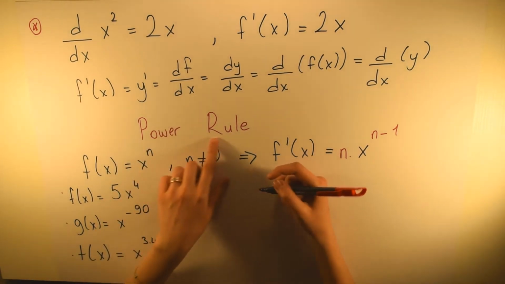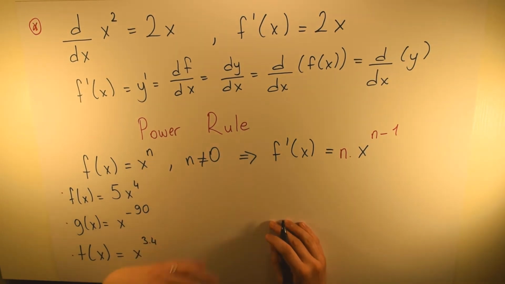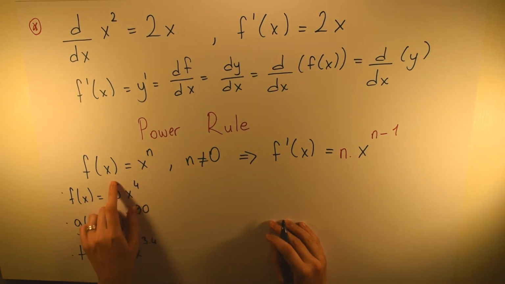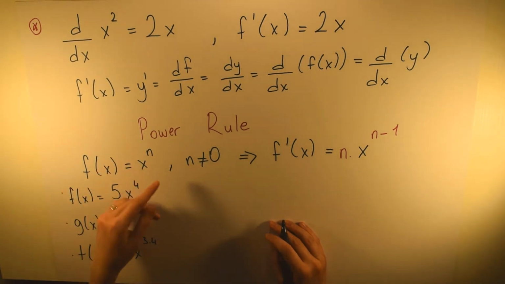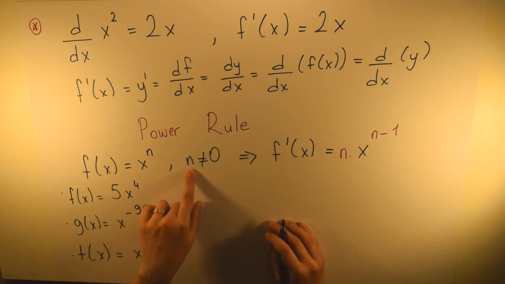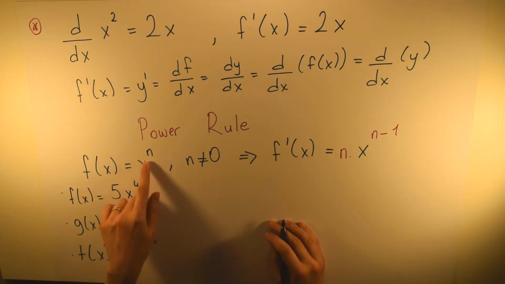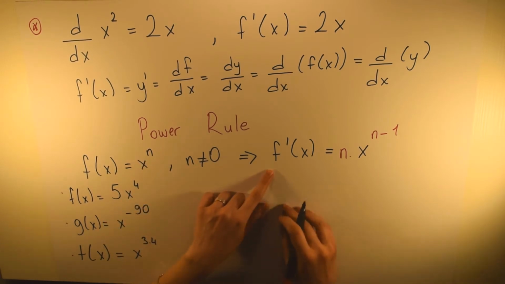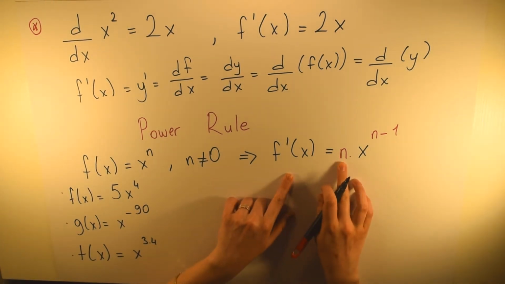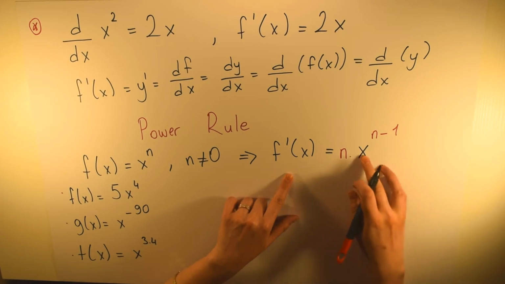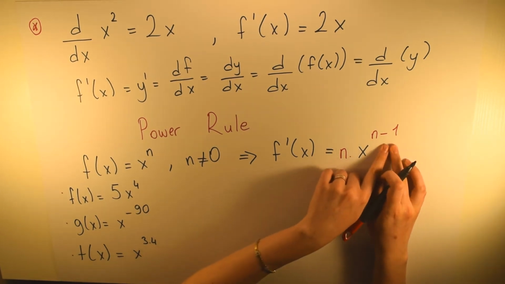So let's continue with the power rule. So what is the power rule? Here we have f of x, which is equal to x to the power of n, some power of x. Here n does not equal 0. This n can be positive, negative, but it cannot be equal to 0. So the derivative f prime of x is just going to be equal to n times x to the power of n minus 1.